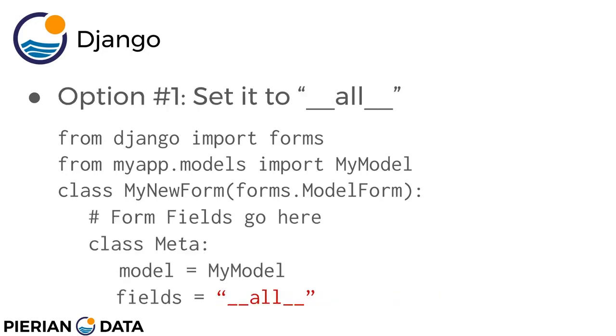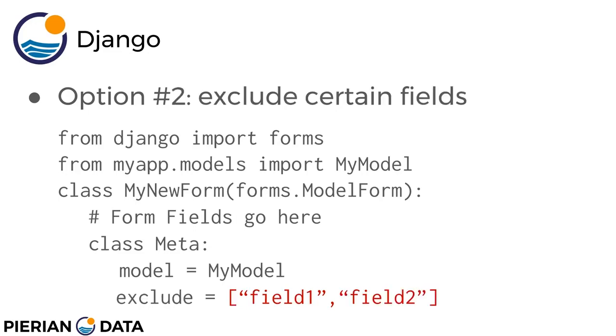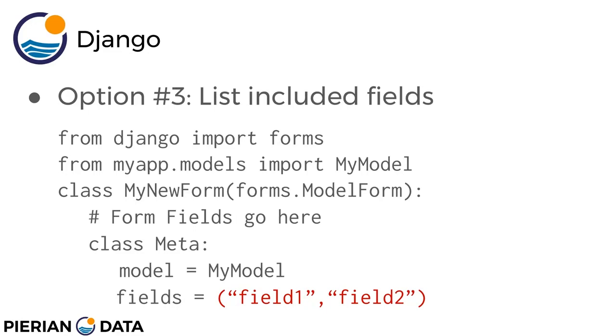All right, let's continue on by discussing how we can actually work with that fields attribute that's inside that inner class Meta. So option 1 is just to set it to the special keyword __all__. Basically what that does is you're grabbing all the fields from the model and placing them into the form. Option 2 is to specify what fields you actually want to exclude. So here you can just pass in a list of the field names that you want to exclude. So you'll say my model, and I actually don't want to include field 1 or field 2 in the form. And then option 3 is to actually list the included fields instead.